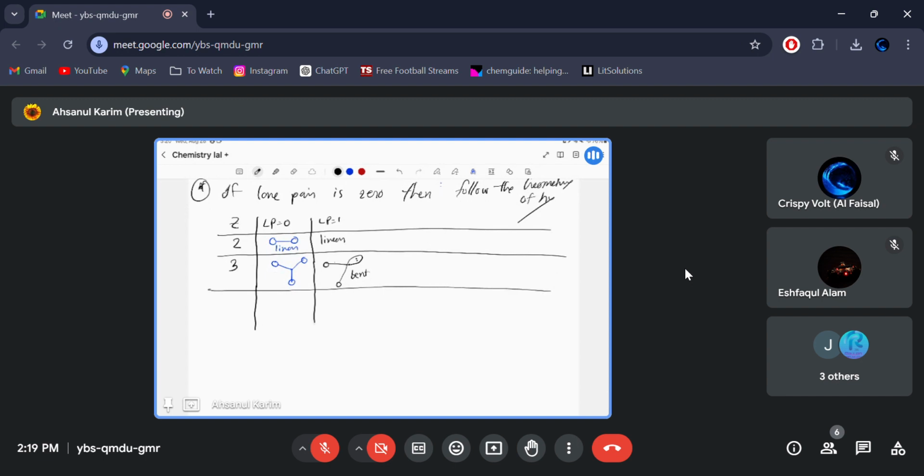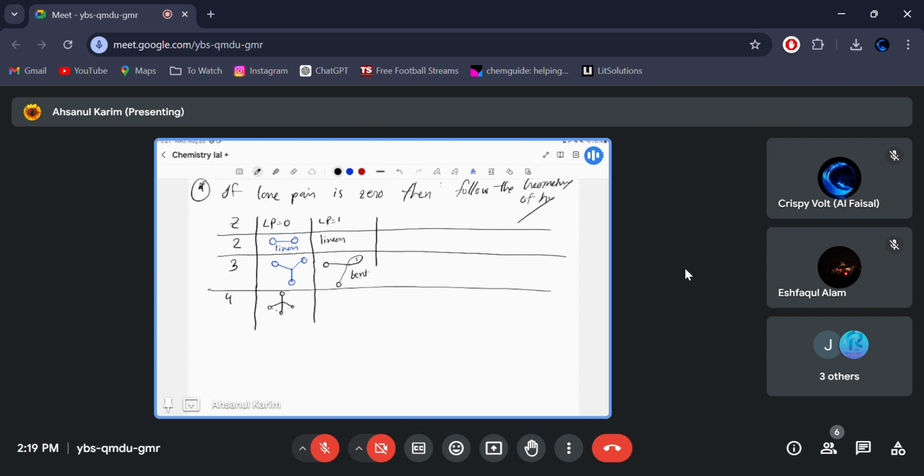Now, Z value is 4. That simply means it is sp3, right? What is the shape of sp3? Tetrahedral, right? So it is tetrahedral. I'm not mentioning the shape, just rewriting this thing. So the name of the shape is tetrahedral.